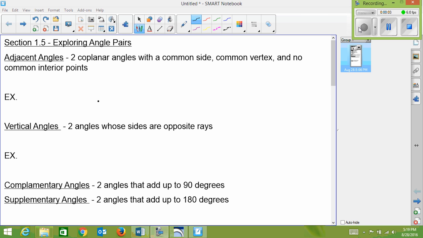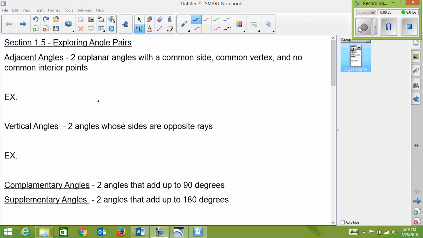Hello and welcome to section 1.5, which covers exploring angle pairs. So first thing we need to do is define some of these different angle pairs. The first one being adjacent angles. Those are two coplanar angles with a common side, a common vertex, and no common interior points.